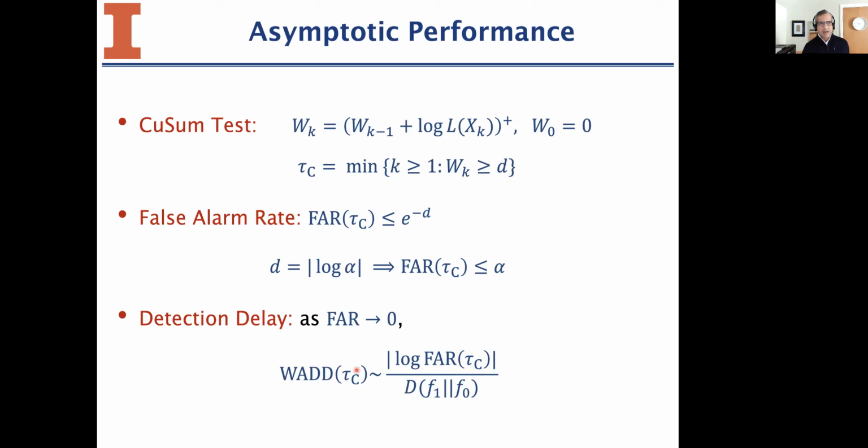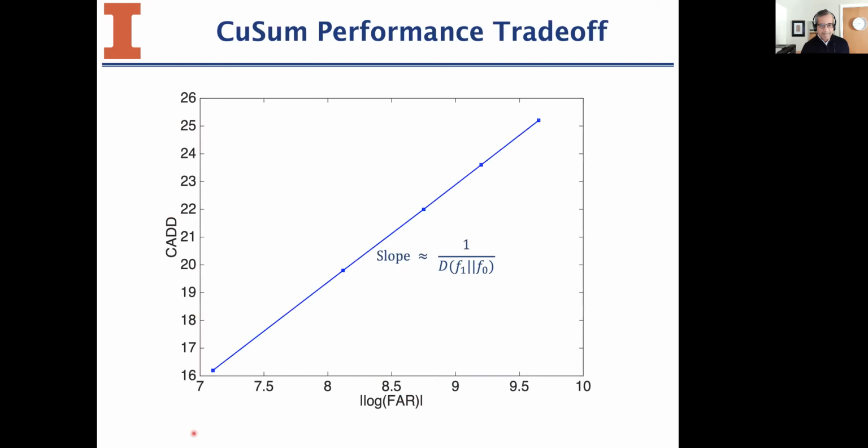So as I make my delay larger for the test, my false alarm rate goes to zero exponentially fast. And the error exponent is characterized by the Kullback-Leibler divergence between the distributions, which is an important distance measure in many statistical decision-making problems. If you plot the delay versus the log of the false alarm rate, and that should really be WADD here, then you get a straight line. This is actually a simulation with Gaussian observations, and you get a straight line with slope 1 over D(f1, f0), verifying the analysis that I just described in the previous slide.